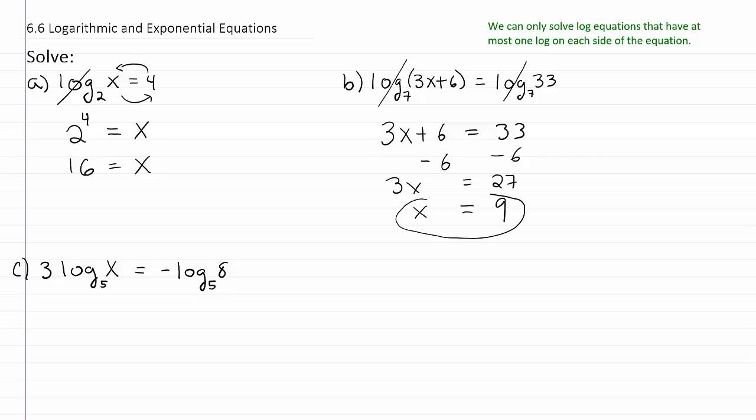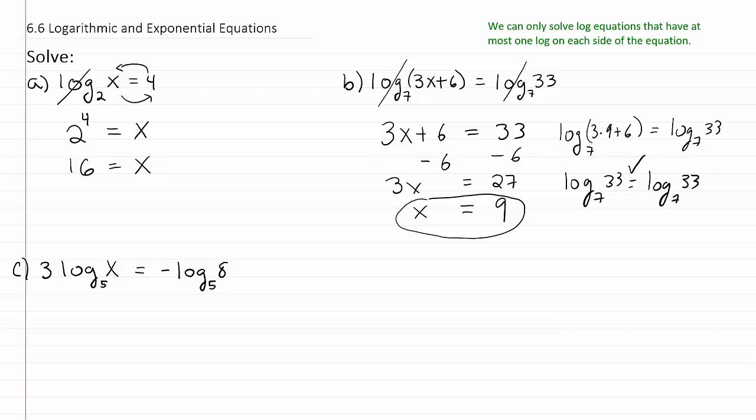All right, and you can check the work here by saying, okay, what would happen if I plug 9 in? I would end up with log of 3 times 9 plus 6 base 7. And does that equal log of 33 base 7? Well, 3 times 9, of course, is 27, and 27 plus 6 is 33. So, of course, it is true that log of 33 base 7 is equal to log of 33 base 7. So the answer checks.